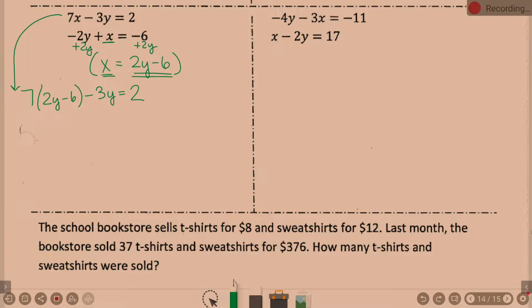Okay, now, the 7. You have to times it by, so 7 times 2 is 14y, and then 7 times negative 6 is that's where you use your calculator. So we're distributing the 7. 7 times 2y is 14y. Minus 7 times 6, 42. Carry down the minus 3y. Carry down the equals 2.